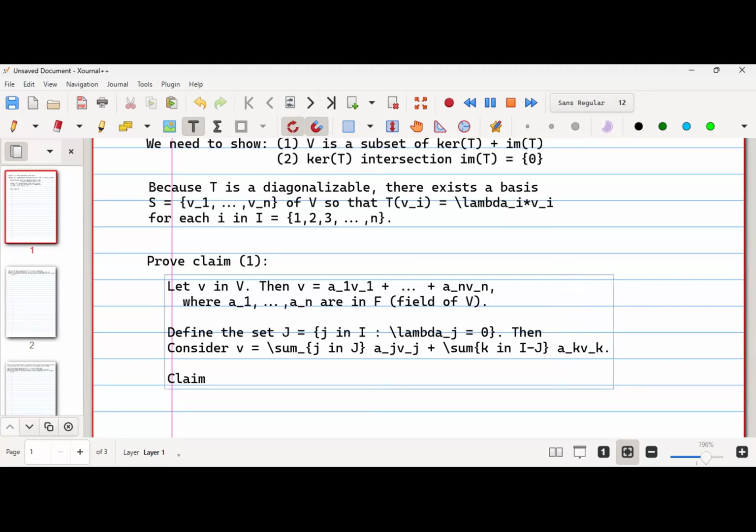Now, I further claim that this will be a candidate in the kernel of T, right? And why is this the case? Well, consider, you map this through T.